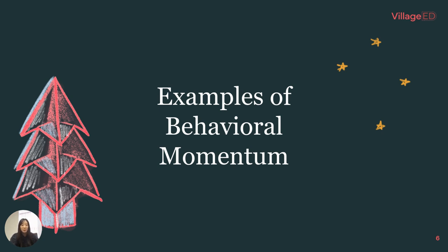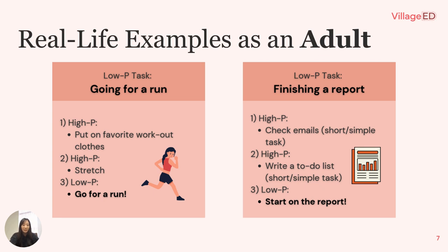Some examples of behavioral momentum. So, real life examples as an adult. These are actually just personal examples that I have experienced. In the first example, let's say our target low P task that we want to accomplish is going for a run. To build momentum, I can first put on my favorite workout clothes, which is something easy to do. Second, stretch, which is another easy thing to do. And then I finally go for a run. This way, I'm building up to the challenging task. I'm building momentum.